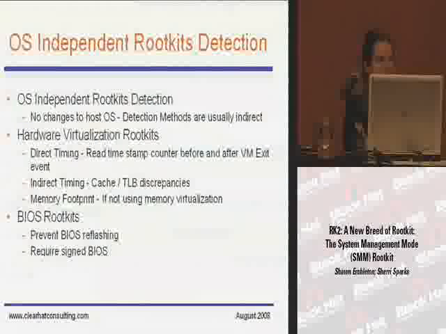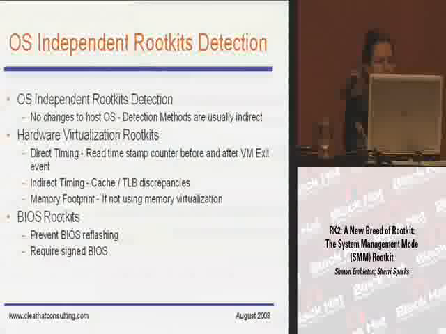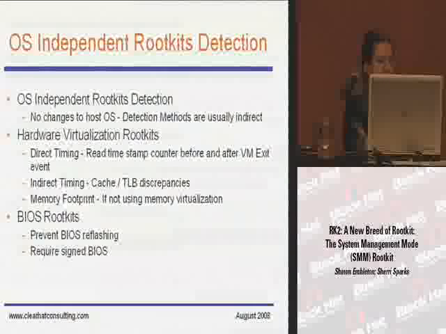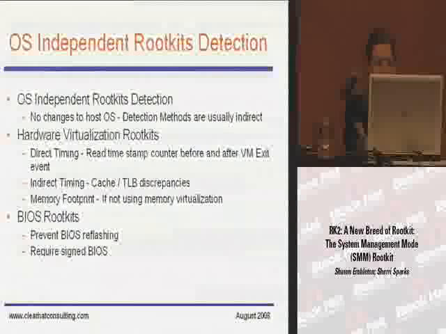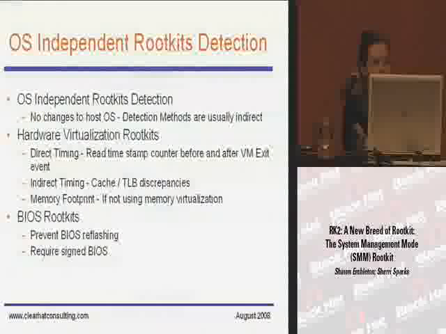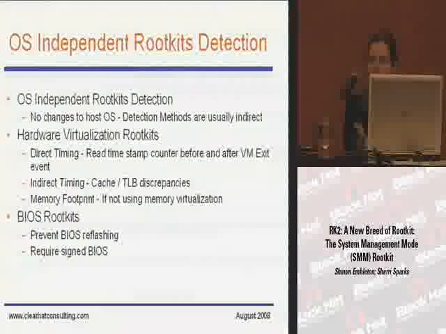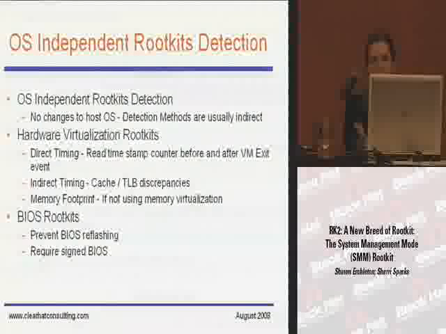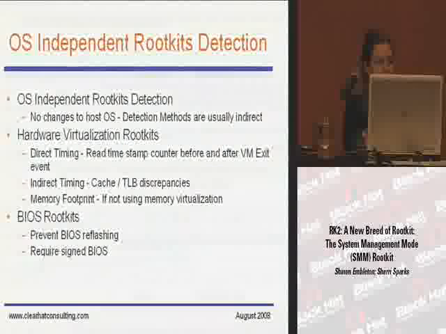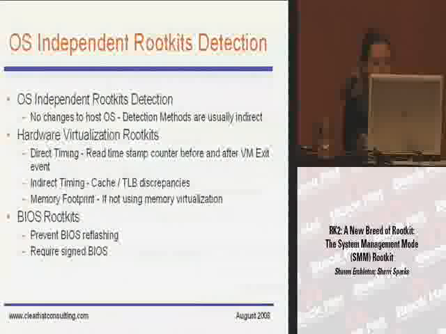So OS-independent rootkit detection is a lot more difficult than OS-dependent rootkit detection. Detection methods tend to be more indirect. Like for hardware virtualization rootkits, some of the detections that have been proposed are timing detections. So you read the timestamp counter before and after a VM exit event. And if clock cycles were lost, then possibly some code ran during that VM exit, and that might indicate that you're actually executing in a virtual machine. Other timing detections have been suggested along the same lines, using either cache or TLB discrepancies.